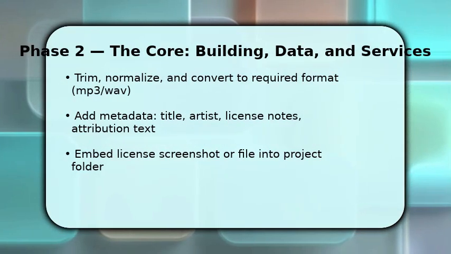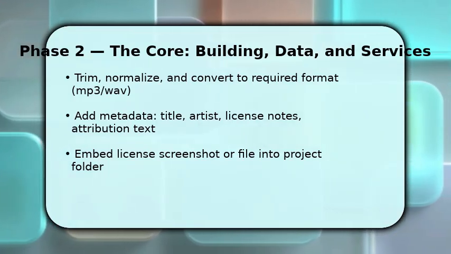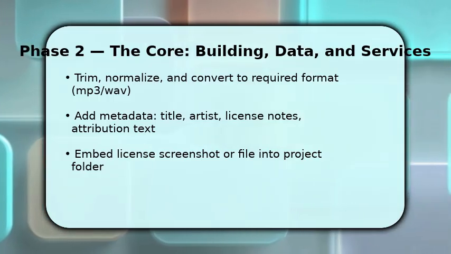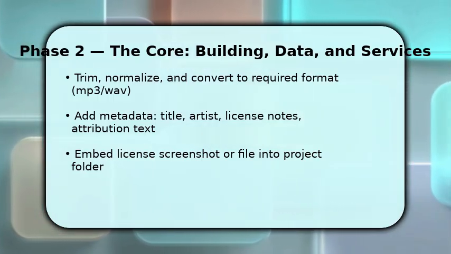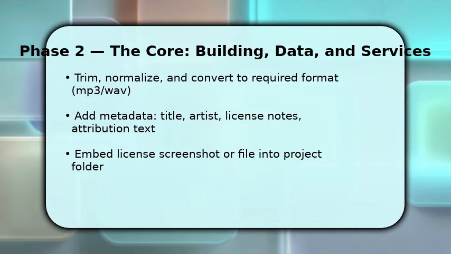Now you prepare the audio for upload and document permissions. Import the track into your editor, trim unwanted parts, normalize volume, and export as MP3 or WAV depending on your video needs. While exporting, add clear metadata, track title, artist, and the exact license line.